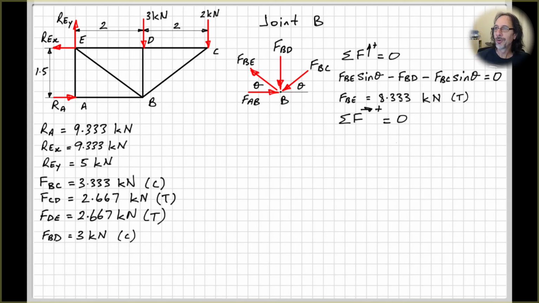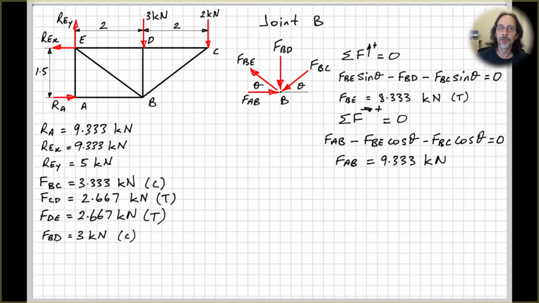Now looking at the sum of the forces in the horizontal direction equals 0. We have FAB minus the horizontal component of FBE, adjacent to our angle, going to the left, so minus FBE cos theta, and similarly minus FBC cos theta equals 0. Put our known values in and solve for our unknown value for FAB. And that's pushing into the joint, so therefore in compression.